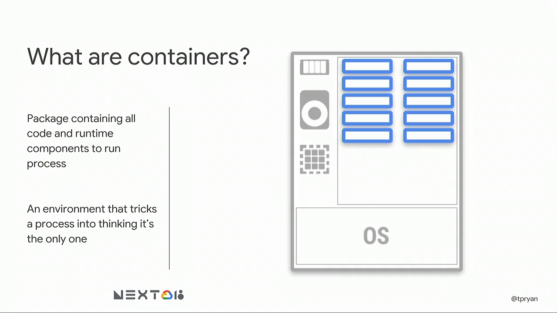One, a package file containing all of the code and runtime components it takes to process your app or your microservice or whatever you're running. And then you have an environment that tricks that package into thinking it's the only machine that's running, the only system running on that machine.